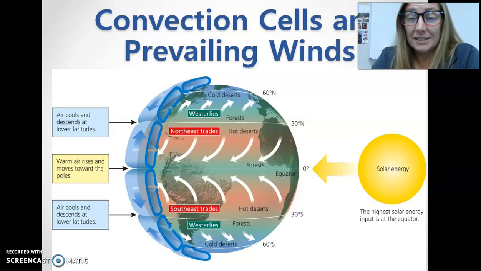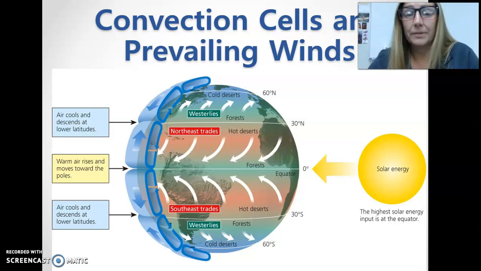Between 30 degrees and 60 degrees is your Ferrel cell. Same idea, the warmer air is rising, the cooler air is sinking, and then between 60 and 90 degrees is your polar cell. Also in this diagram, you can see some of the winds that are drawn on with the white arrows. You will want to know the names of the winds between the equator and 30 degrees.